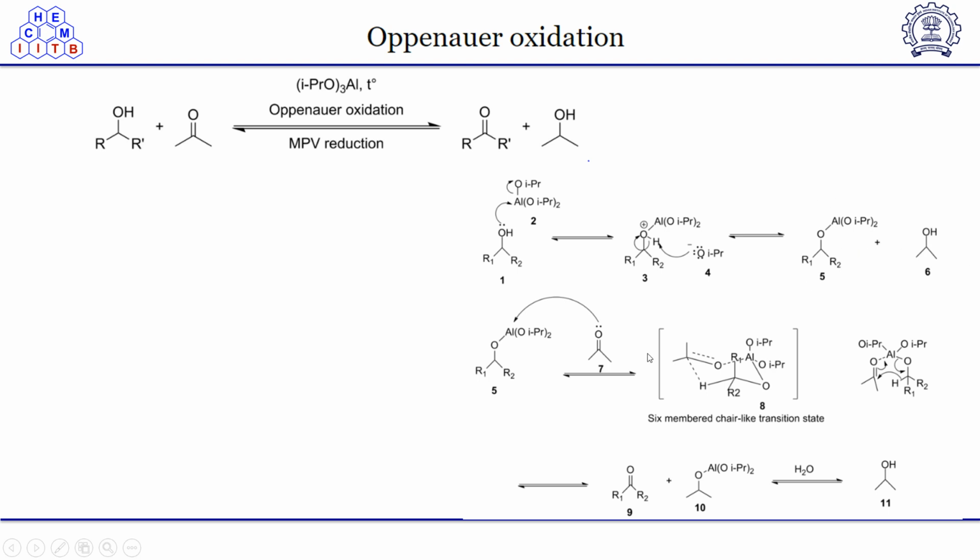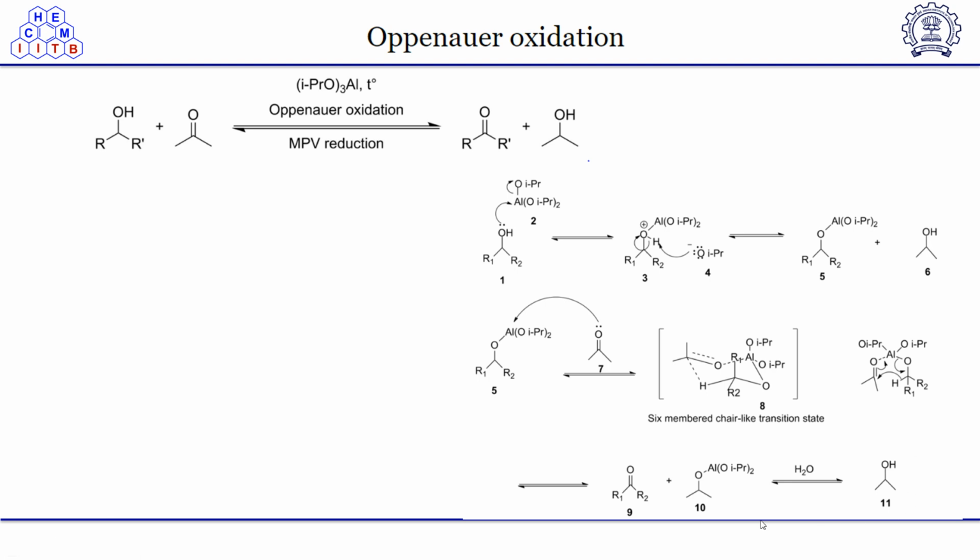Then this compound attacks the acetone, and the acetone oxygen attacks the aluminum to form a six-membered chair-like transition state. Then it undergoes cleavage: this proton attacks this center, and this bond breaks, and this bond breaks, to give these two compounds, which upon hydrolysis give our desired compound 9 as the major product, and the byproduct is isopropanol.